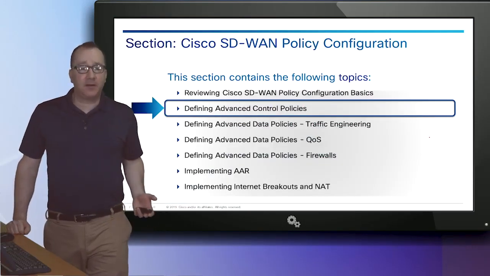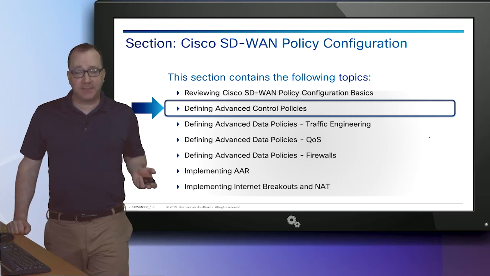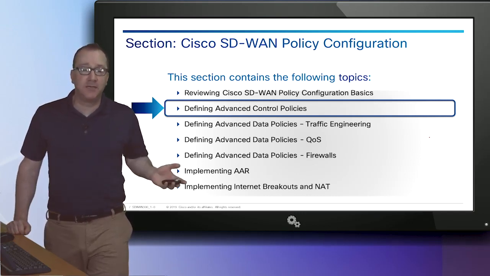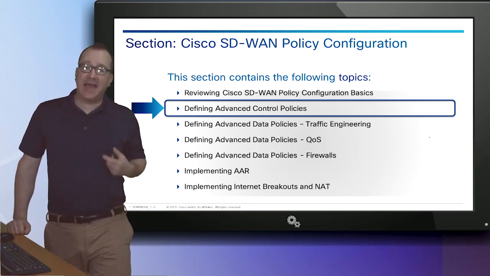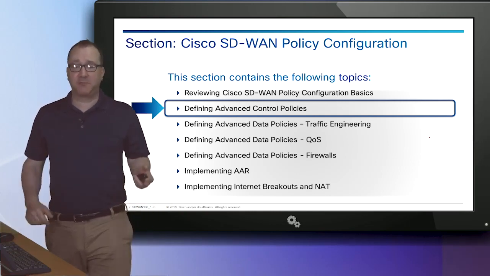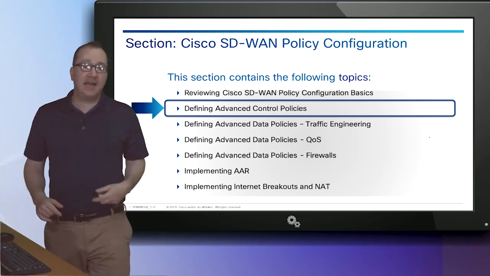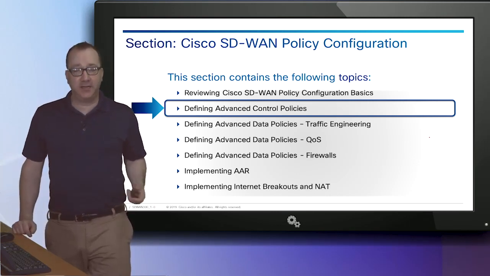In this topic, we're going to define control policies, such as arbitrary VPN topologies, from simple hub and spoke to complex hierarchical policies. The lesson is going to explain how to perform traffic engineering, such as preferring one path over another, and how to do service insertion and chaining.